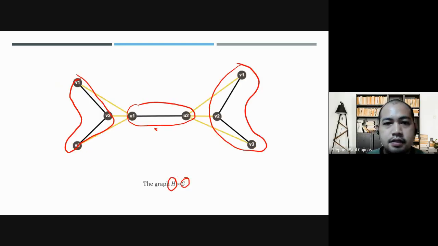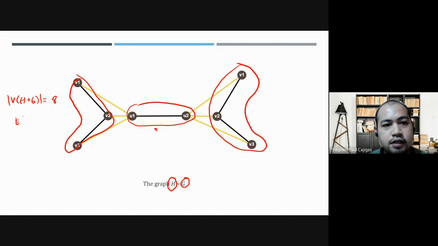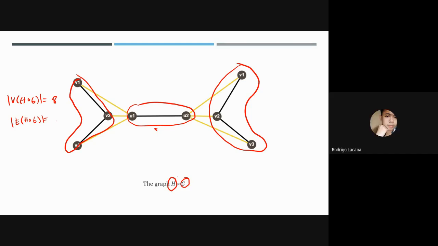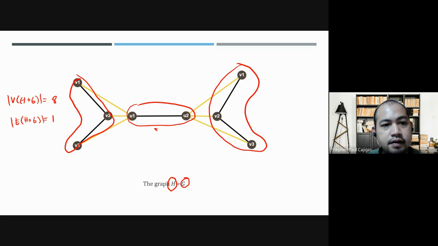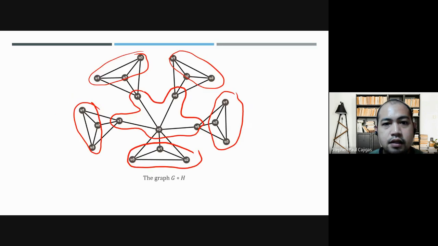Okay. Sige, H circle G, pira iton aton vertices. 8, sir. So 8, and then the edges. Eleven. 11. Sige, 11 ko no. 11, sir.